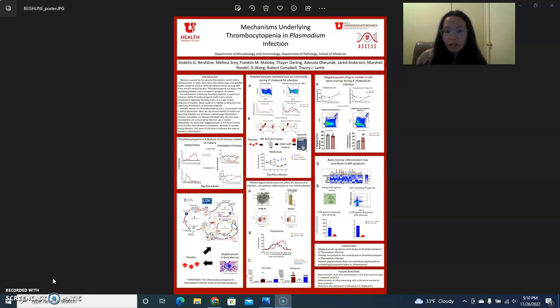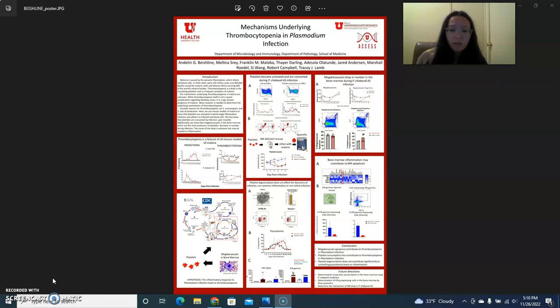Possible reasons for thrombocytopenia in malaria are 1. The consumption of platelets, and 2. The lack of production of platelets. This data suggests that both mechanisms are at play. First, we investigated the mechanism of platelet consumption.